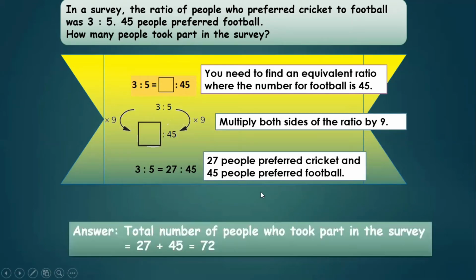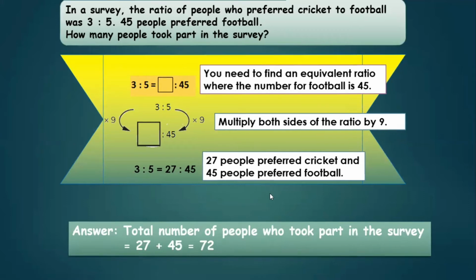Okay. So when we look for the total number of people who took part in the survey, we know that 45 people preferred football and 27 people preferred cricket. So adding 27 plus 45, we get 72 people took part in the survey.